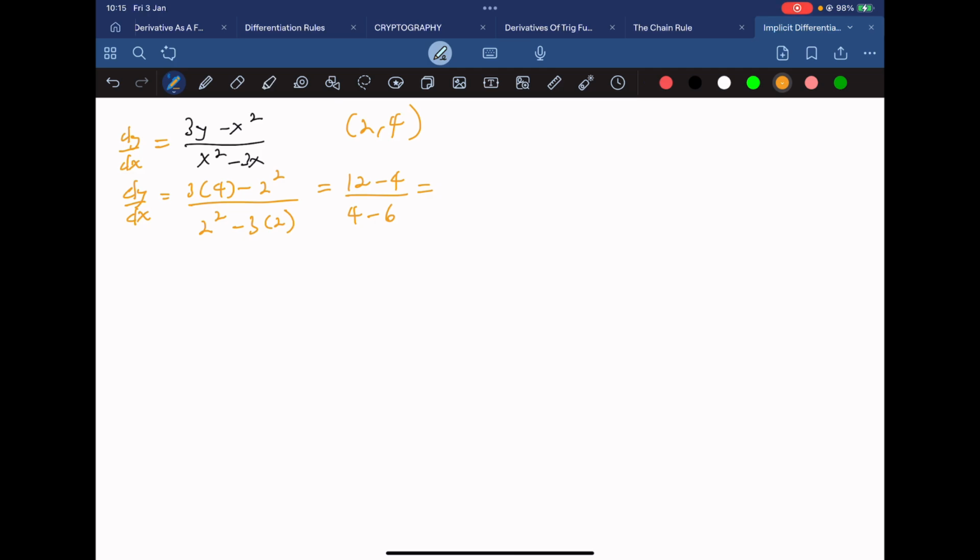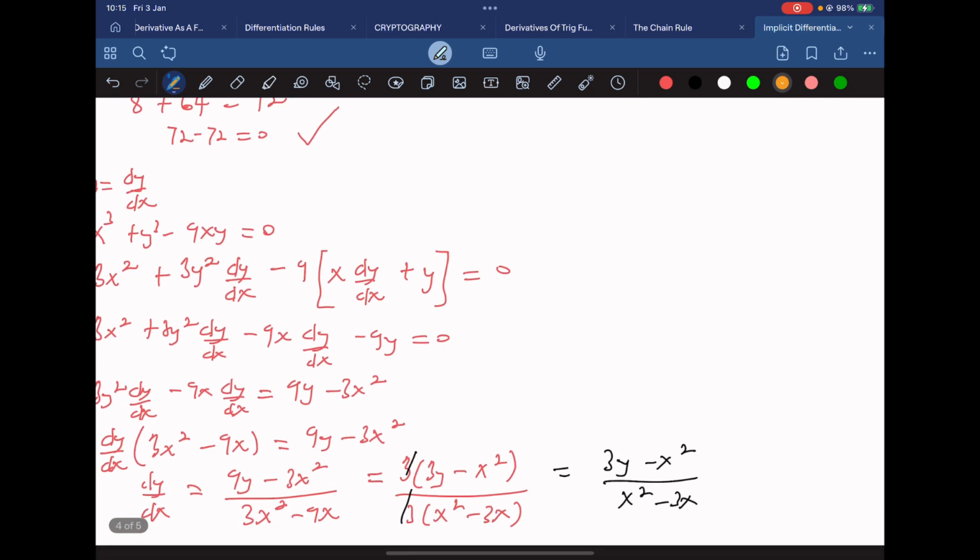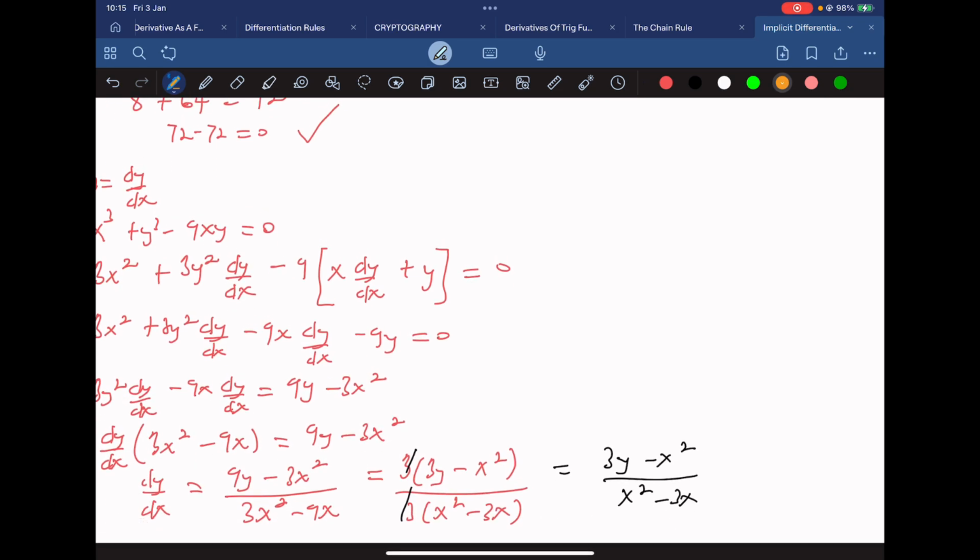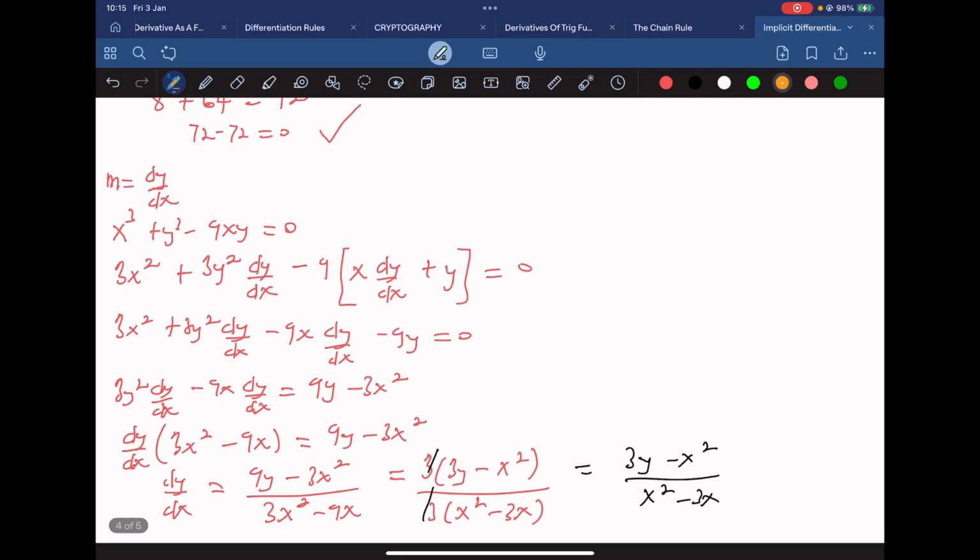Did I copy this right? Oh sorry, I made a mistake here. This was supposed to be y squared because of this here. So in this case, this becomes y squared, and there is another y squared here, and there's another y squared here.